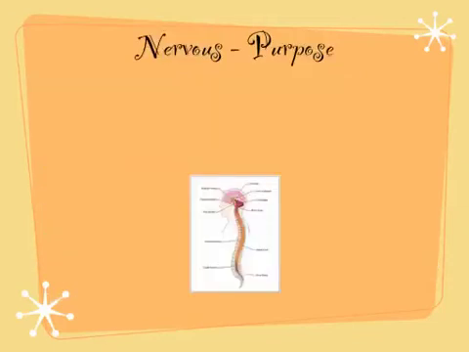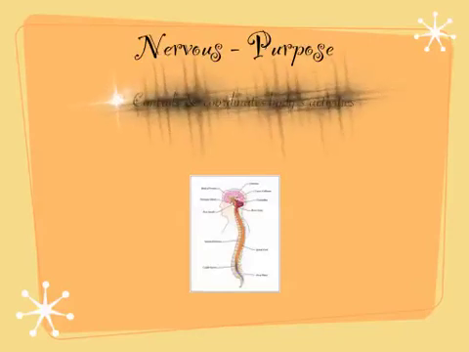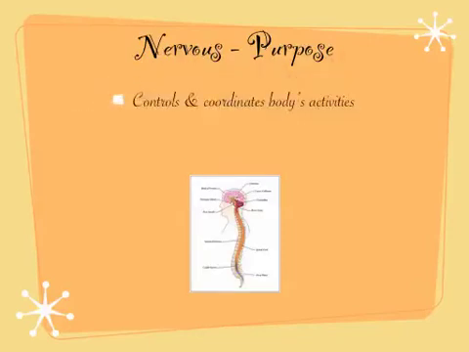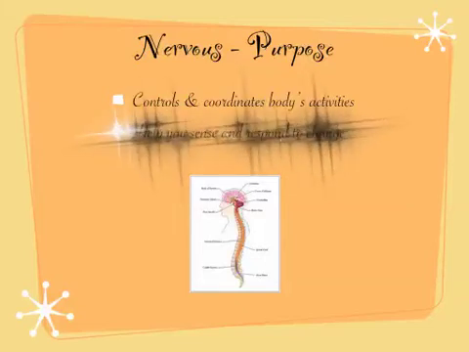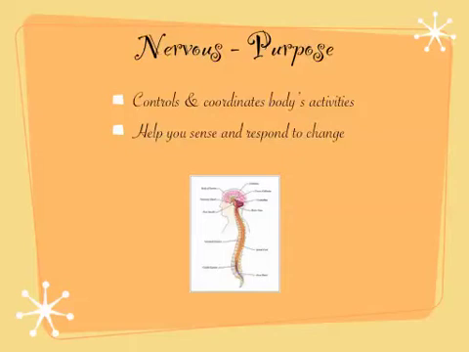Let's get into the purpose of the nervous system. There are two. One purpose of the nervous system is to control and coordinate your body's activities. So if you want to walk down the hall to go to a different class, then you are using the nervous system. The second purpose of the nervous system is that it can help you sense change and respond to it. And we'll get a little bit more into detail in the lesson. So these are the two purposes of the nervous system: control and coordination, and sensing and responding to a change.